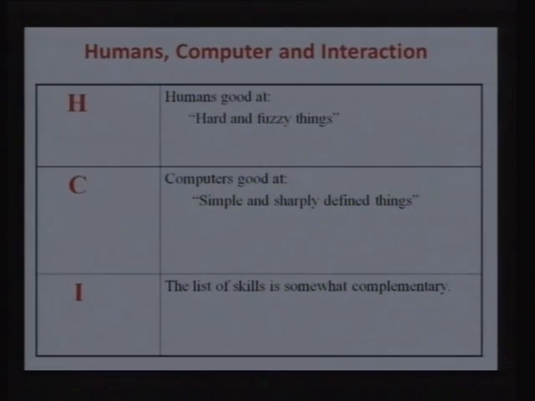should bear in mind. And now let's move on to another important aspect, and that is human computer interaction. You might be wondering why we are interested in discussing these three components, that is human, computer and interaction. Have a look at this table. In this table, what do you find? It's your human. What are humans good at? They are good at hard and fuzzy things. Now, what do you mean by this?